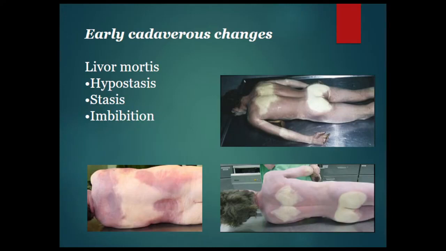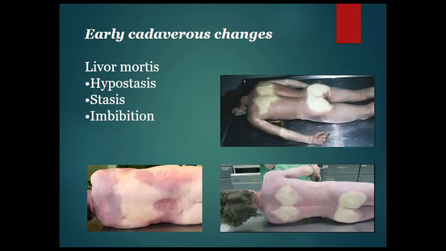mortis. And the last stage is imbibition. Imbibition is the stage when the surrounding tissues are soaked with blood. The hemolyzed blood saturates surrounding tissues very well, and if you press this area, livor mortis doesn't change the color.